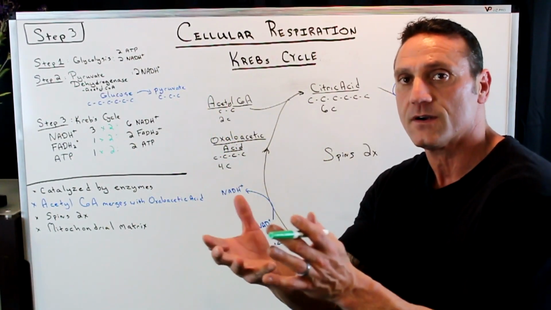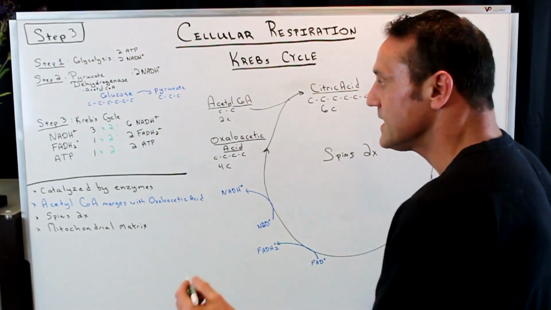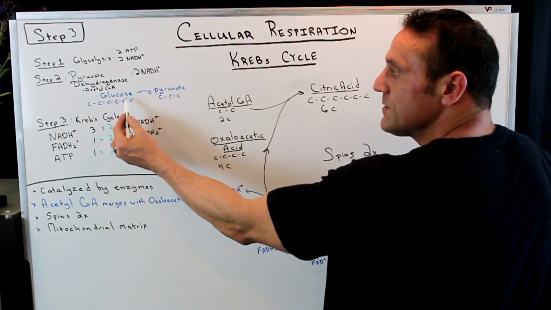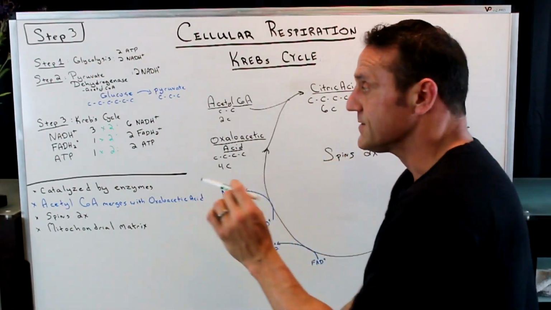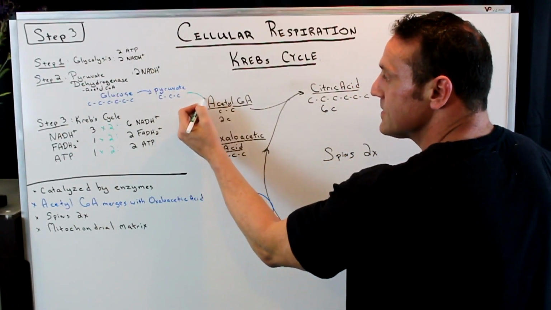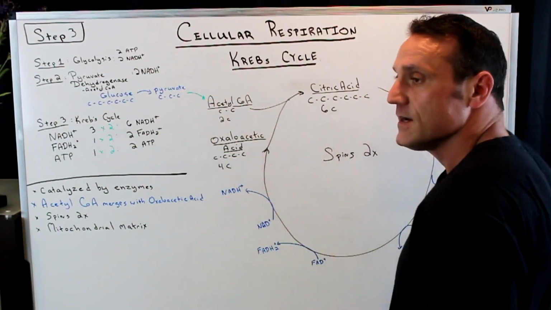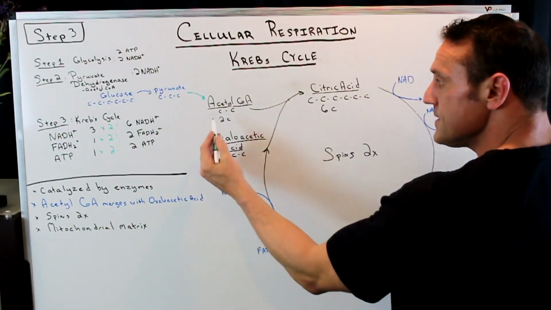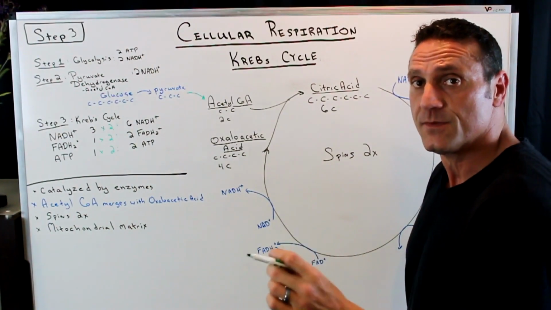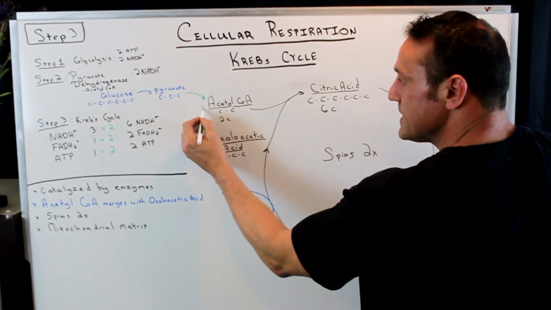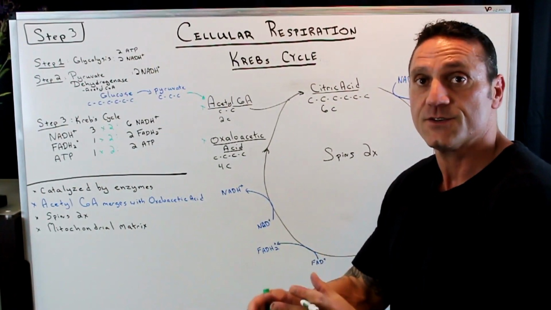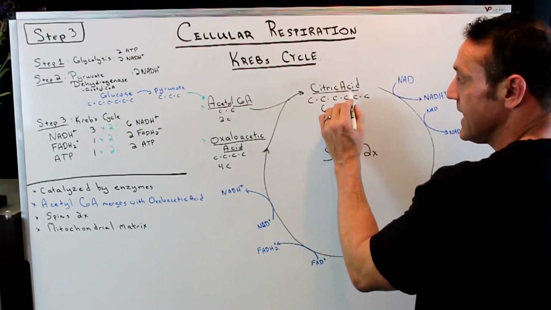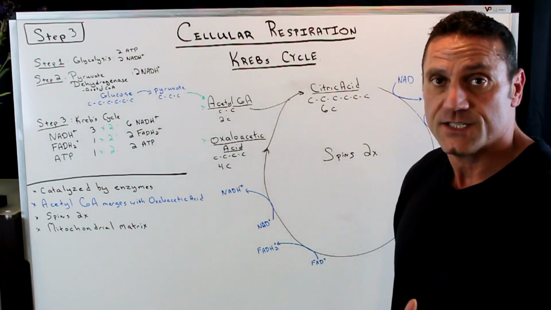Now you're taking the acetyl-CoA, which is very, very important, and that is going to merge with oxaloacetic acid. So you're taking the glucose, you're splitting off the 2 3-carbon pyruvic acids, pyruvate, and that's going to turn into acetyl-CoA, a 2-carbon. This is an important thing. This is going to merge with oxaloacetic acid, a 4-carbon, to form citric acid. Citric acid, just like in orange juice.